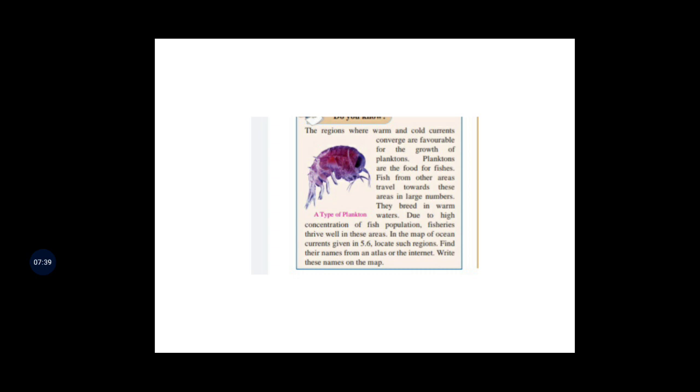In the map of ocean currents given, locate such regions. This is one more piece of advanced information for you all, children. Plankton is a microorganism, and it grows where warm and cold currents converge, because the temperature conditions there are favorable for its growth.